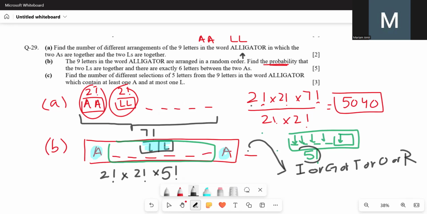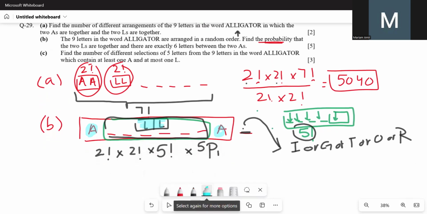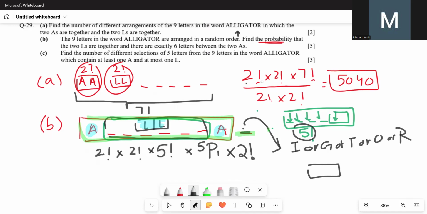So we get 5 factorial for these arrangements because we have 2 L's combined together. That's 1 and 4 other alphabets with that. So total 5, that makes 5 factorial. And in this spot, we can have I, G, or T, or O, or R. So that's 5P1. So we multiply 5P1 with that. Now what's left is to arrange these two. This full group and this one alphabet. They will have an arrangement of 2 factorial because it could be that whole group and the one alphabet or this one alphabet and then the entire group.